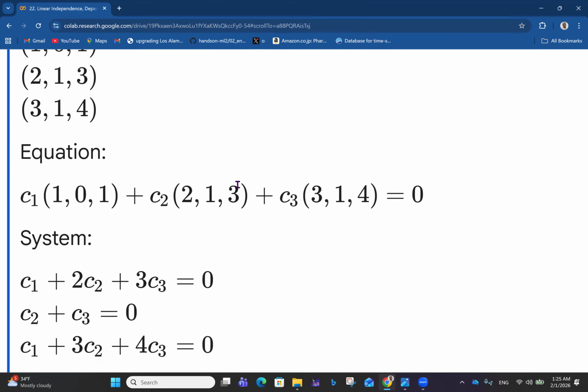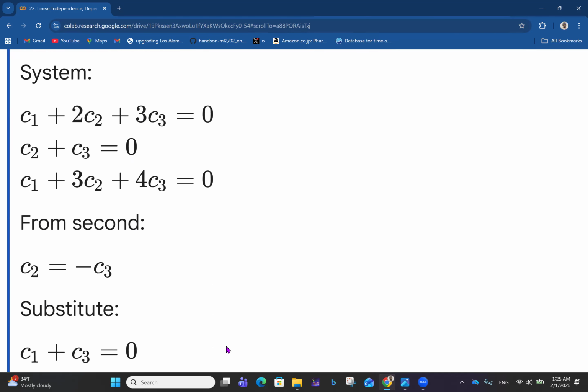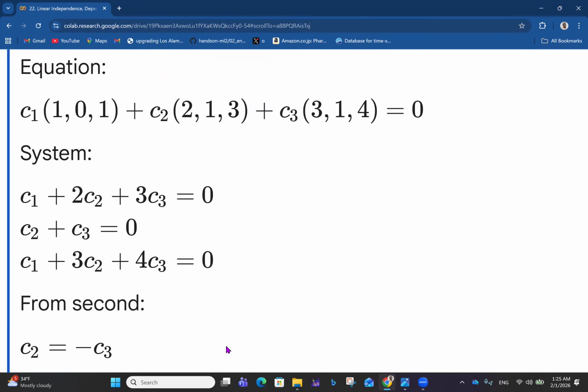So in that case, what do we have? We form the system. So this is C1 plus 2C2 plus 3C3 equals 0. And then we have C1 times 0, that doesn't exist, so we can take it off. C2 times 1, you have C2. C3 times 1, you have C3, and that is equal to 0 too. And lastly, you have C1 plus 3C2 plus 4C3 equals 0. So from there, we can solve the equation intuitively.